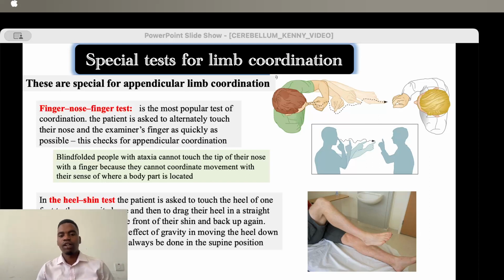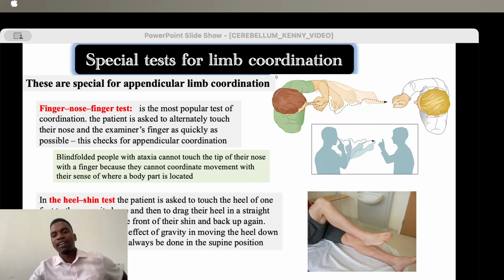So this test will help us to check the coordination of the upper limb. So it is called the finger to nose to finger test. And we have now one for the lower limb.